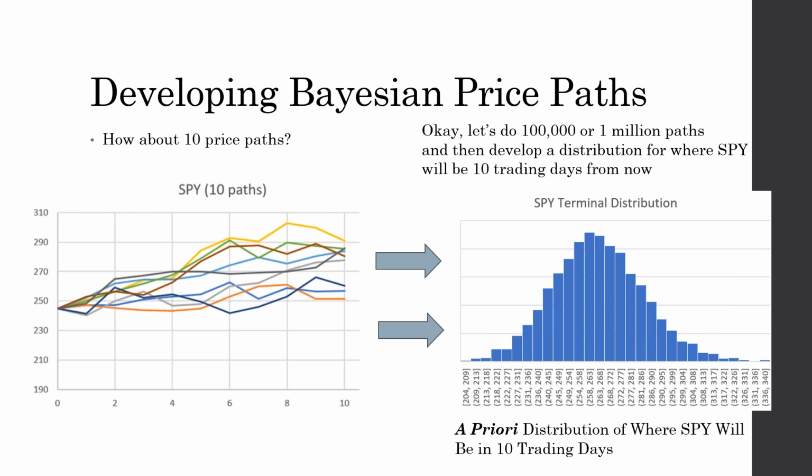It turns out that if I were to create a distribution of where SPY is going to be 10 days from now, all right, then I can actually create histograms of what that looks like. I can actually create distributional forms with which I can then extract probability information from. So let's say in this particular example, I do 100,000 price path generations, and then I develop where SPY is going to look like, the distribution. I call that the terminal distribution, where SPY is going to be 10 days from now. We can see here it's got a center point. Oh, looks like around 265-ish. All right, keep in mind we started at 245-ish, but we've got a range from low 200s all the way up to the low 300s.